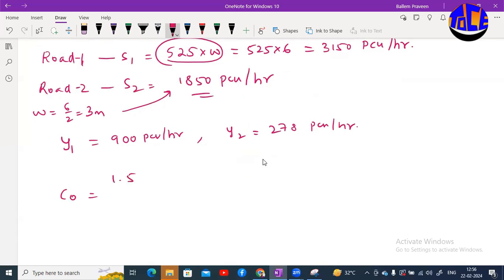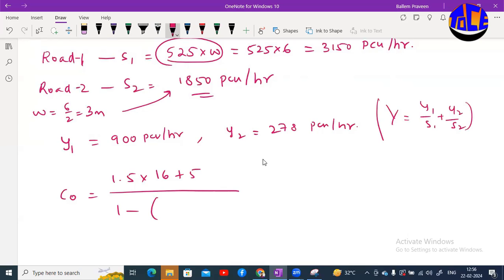Now let us apply this in the C0 formula. C0 is equal to 1.5 into L, that is 16 seconds, plus 5, divided by 1 minus capital Y. What is capital Y? Capital Y is equal to Y1 by S1 plus Y2 by S2. Y1 is 900 divided by S1 is 3150, plus Y2 is 278 divided by S2 is 1850. If you calculate this, you'll get a value around 51.42 seconds, which is less than what we have provided. We have provided 55 seconds.